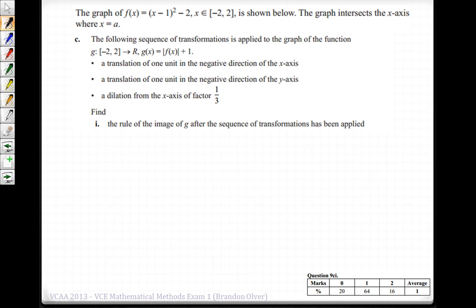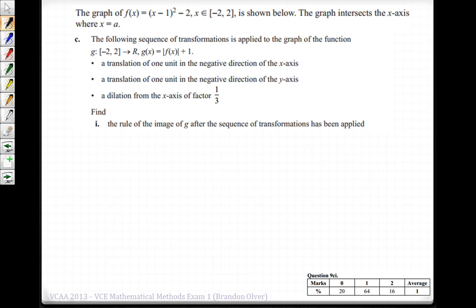So question 9c, we're dealing with the same f of x, and the following sequence of transformations is applied to the graph of the function g. Starting at g, we're going to do a translation of 1 unit in the negative direction of the x-axis, a translation of 1 unit in the negative direction of the y-axis, and a dilation from the x-axis by a factor of 1/3. We want to find the rule of the image of g after this sequence has been applied. So let's see what that means.